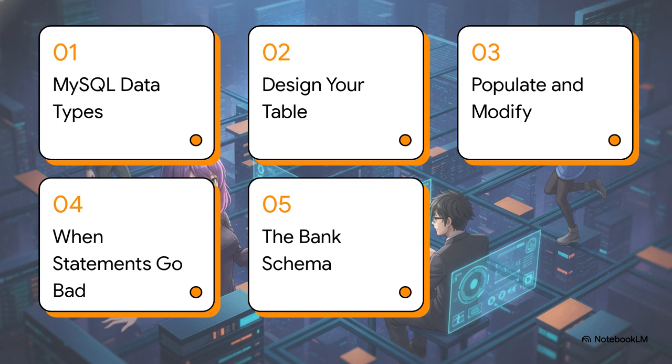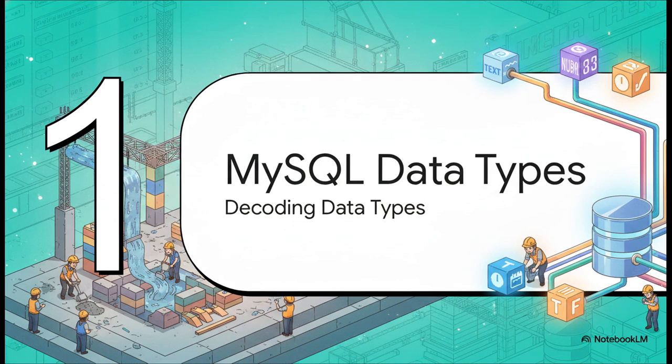So, here is our roadmap for today's Explainer. First, we'll decode MySQL data types. Then, we'll design your first table. After that, we'll look at populating and modifying data, see what happens when good statements go bad, and finally, we'll meet the bank schema. Let's get to it. Starting off with Part 1, Decoding MySQL Data Types.